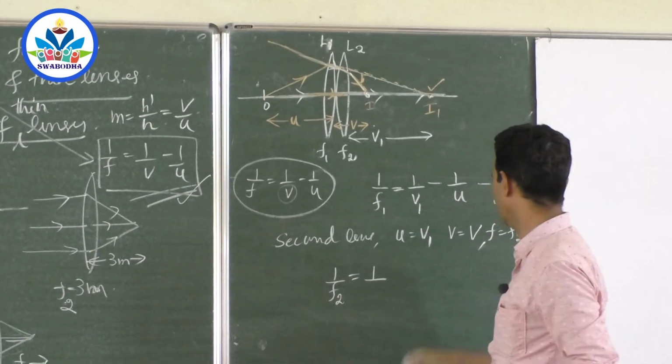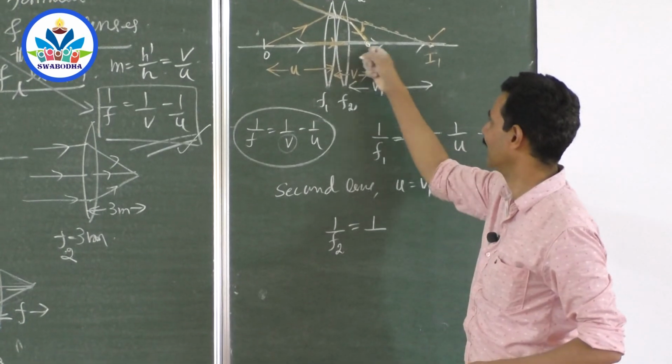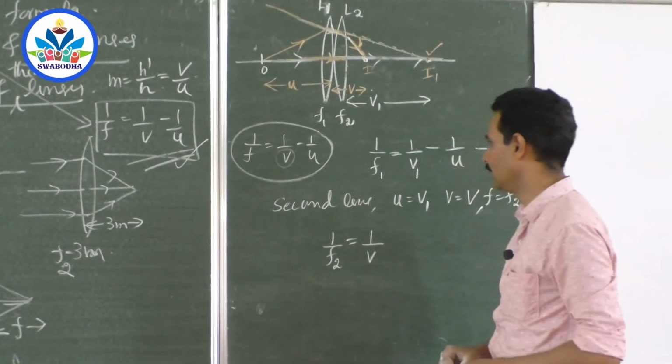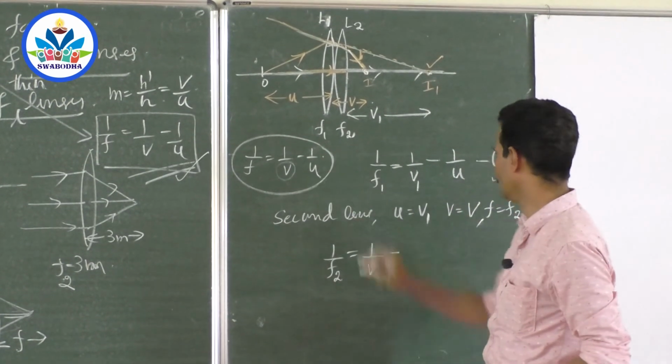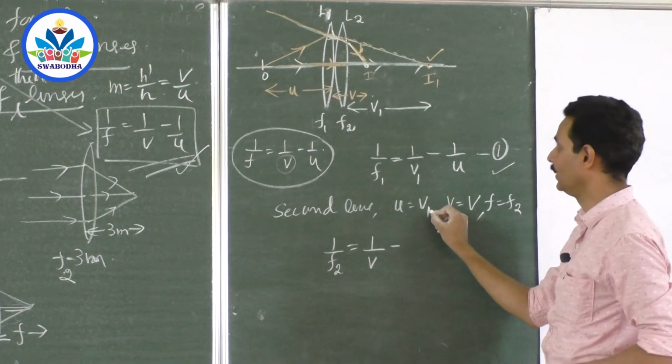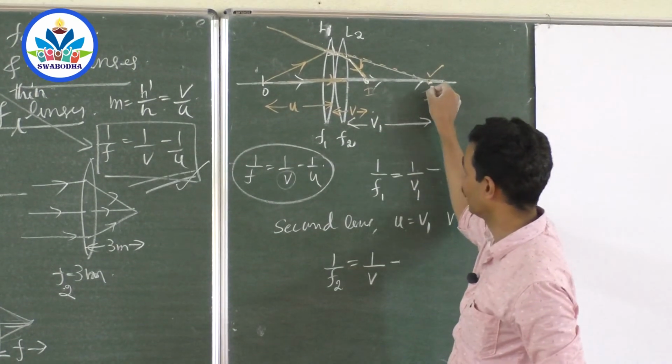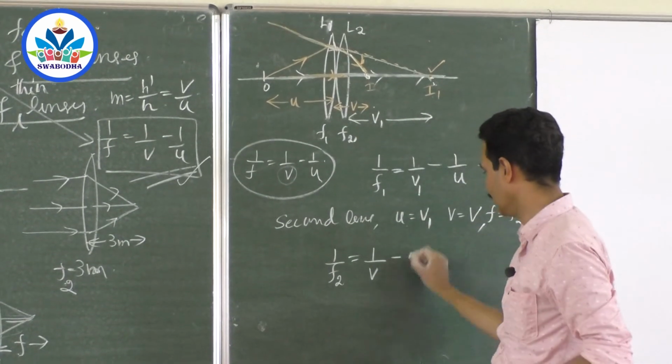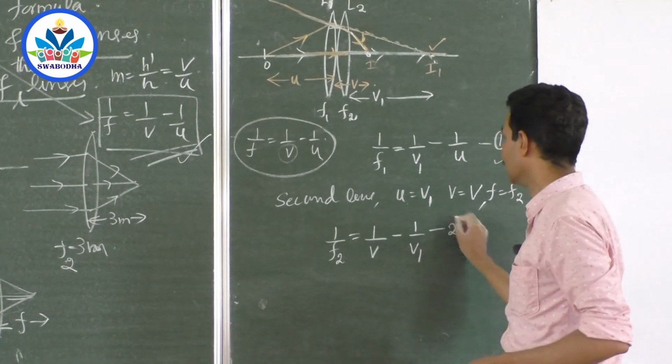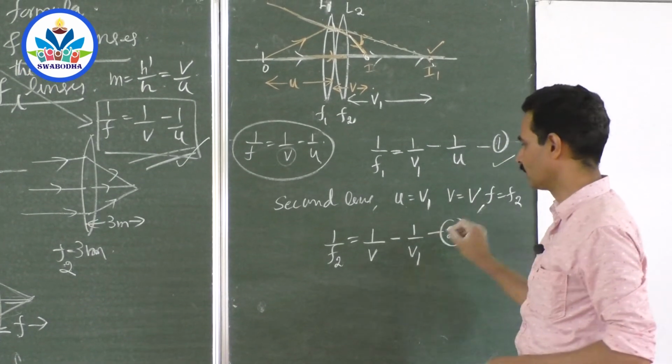What is 1 by v? The final image is formed by the second lens here only. So it is 1 by v minus 1 by u. u for the second lens is v1, which is acting like an object. Actually it is the image formed by the first lens, so minus 1 by v1. This is the second one. This is the first formula.